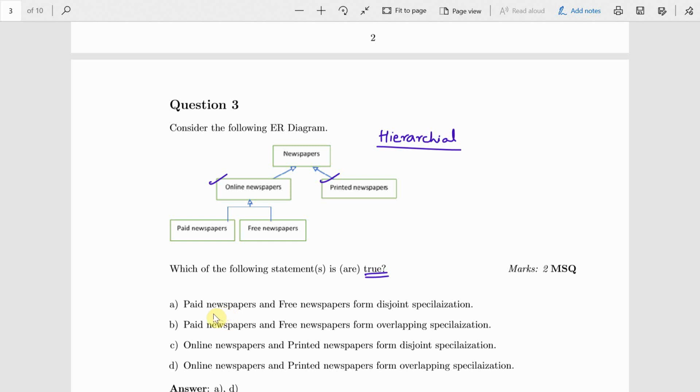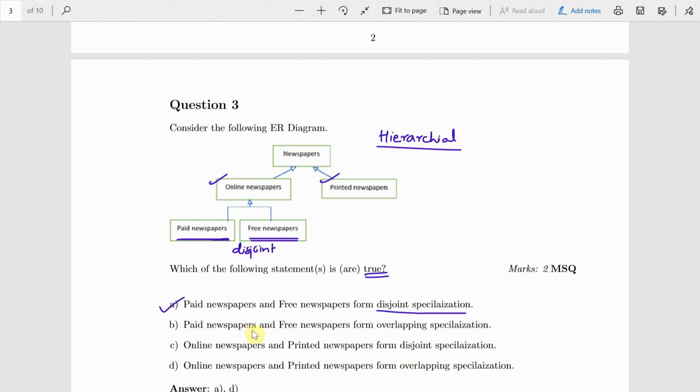Now, option A given is paid newspapers and free newspapers are disjoint specialization. Here, disjoint specialization says that paid newspapers and free newspapers are completely disjoint. These two are not overlapped. What it means is you cannot expect a newspaper which is both paid and free, because it can never be both paid and free, not possible. Then I can call paid newspapers and free newspapers disjoint specialization. This is correct.